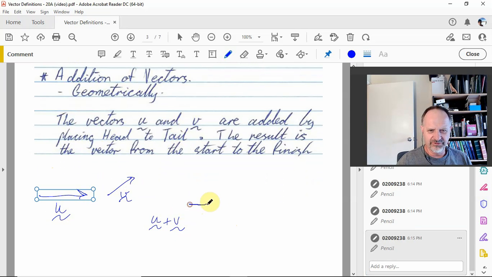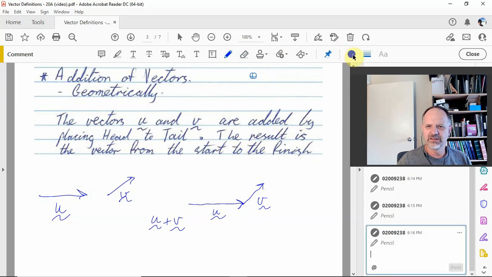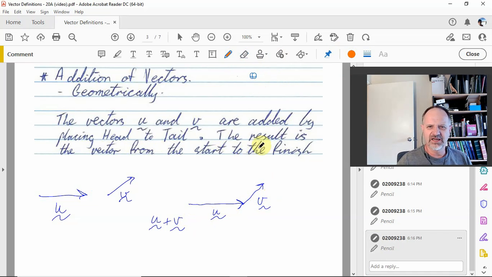I'll put vector u first, and that's where I end up. And then the tail of the next one, v, goes here. So there's u, there's v. And now it says the result is the vector from the start to the finish. So let me just change my colour. So vector from the start to the finish. We started there and we finished here. So vector u plus v is that one there in the orange.